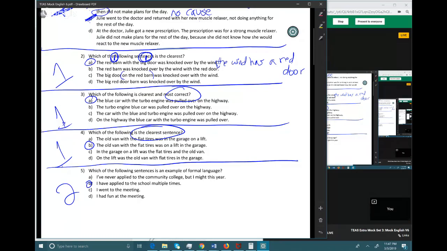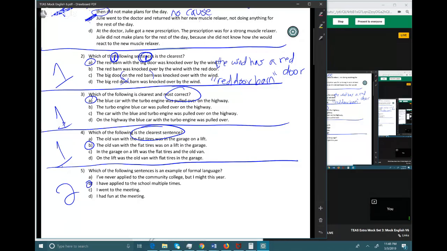D, what I wrote next to D is red door barn. And what I mean here is they said the big red door barn. Door is obviously misplaced. It needs to be described as a door that's on the barn. So it's awkward to begin with because of that. But if you say the big red door barn, you are naming it a red door barn.